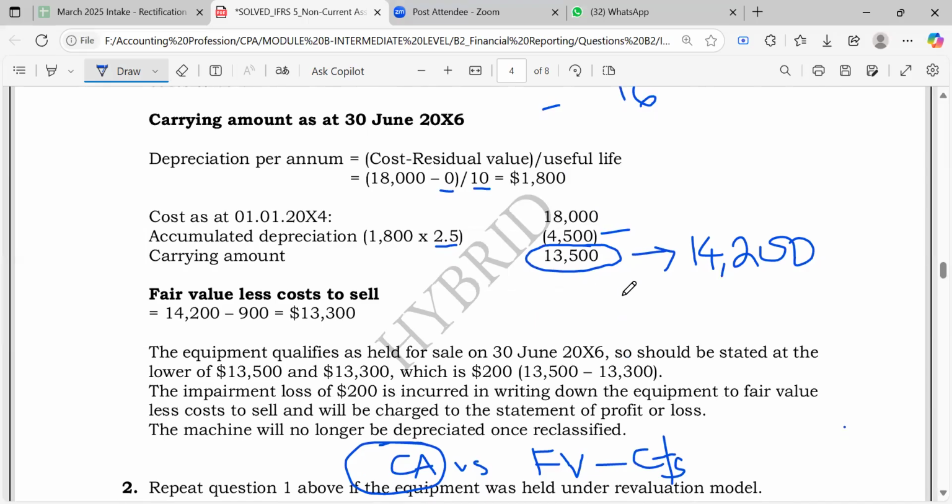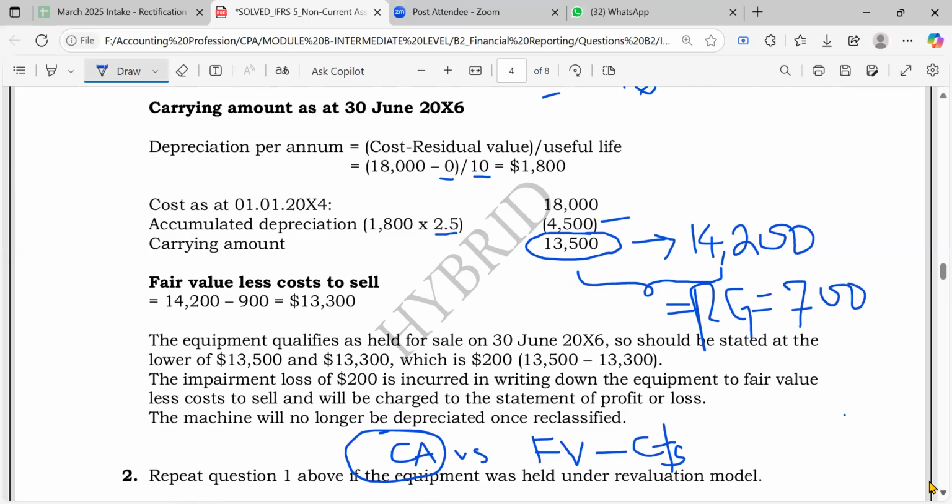If you did this, you would have obtained the revaluation gain. The revaluation gain of how much? 700. That is 14,200 minus 13,500. You see that? Now you can see the difference.